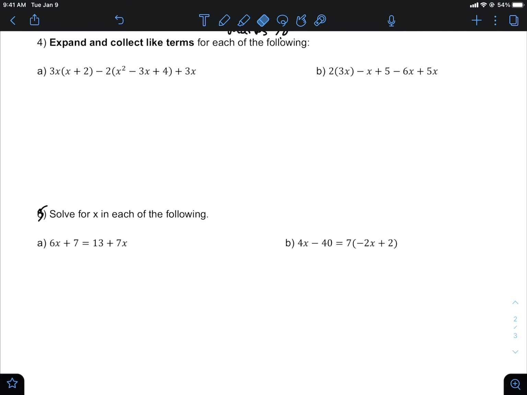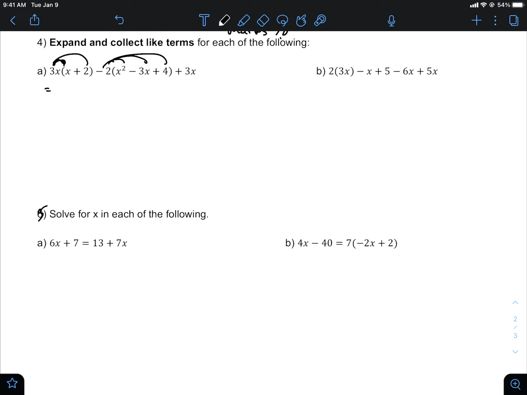but all I want you to do is get rid of brackets and then clean up the like terms. That's it. Okay, so for this question, you're just going to expand and get rid of the brackets. Okay, so x times x, we discussed this before the quiz. X times x is x squared.